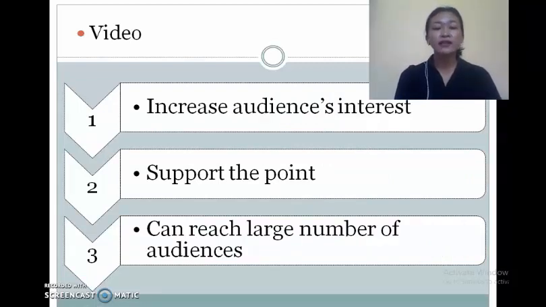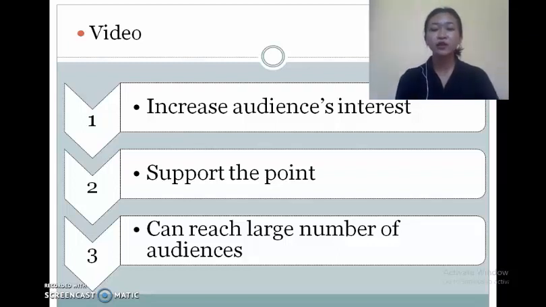Visual aids have several types. The first one is video. Video can increase audience interest because there is changing in terms of activity from listening to watching, so it can reduce audience boredom. And the second one is video can support the point that you deliver. Video can emphasize the message that you convey to the audience. And the last one, video can reach a large number of audiences.